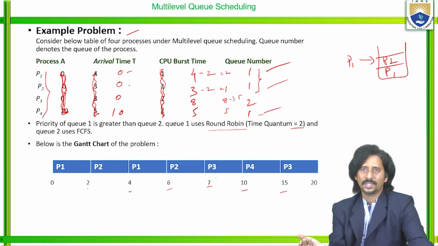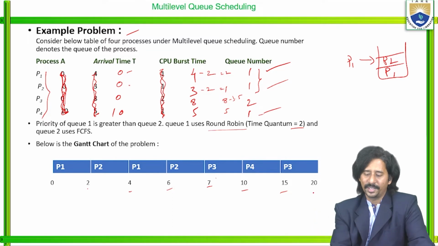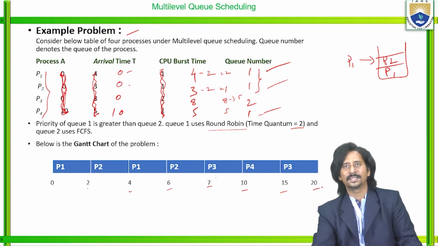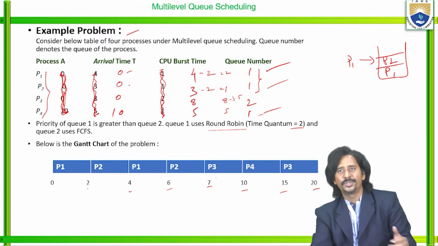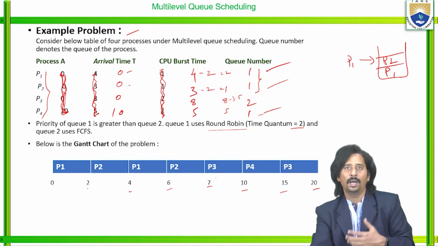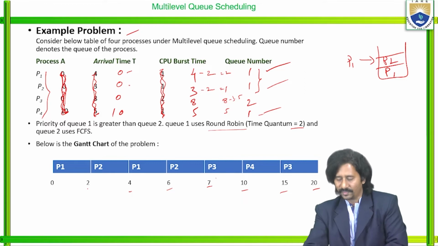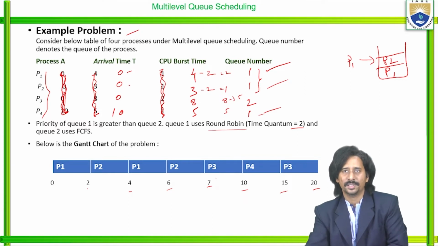What about the last one, and the remaining time to be executed? Here the remaining is 5, so P3 is executed for those 5 milliseconds. 15 plus 5, 20 milliseconds. So like this, a multi-level queue scheduling algorithm works. First of all, the processor fetches the process which comes under the top level queue.